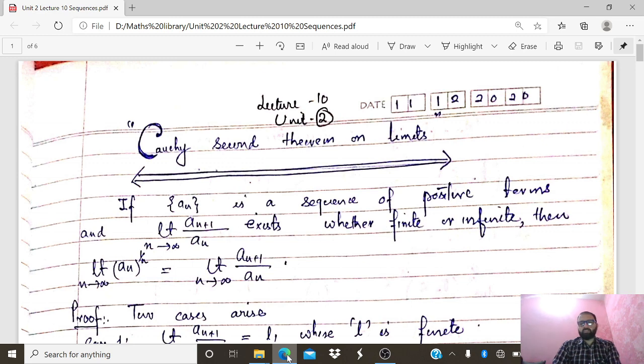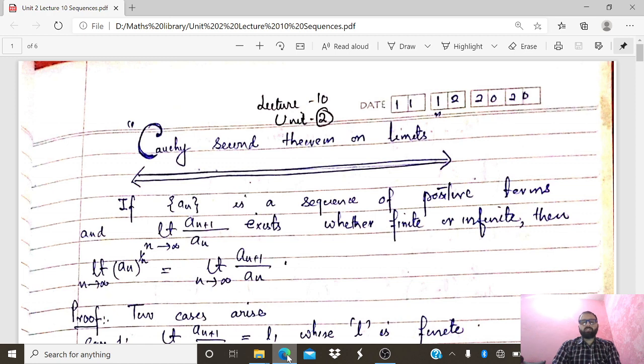In today's lecture, we will be discussing Cauchy's second theorem on limits. Dear students, you must be aware of Cauchy's first theorem on limits. I would like to make a quick recapitulation of what we have done in Cauchy's first theorem on limits.